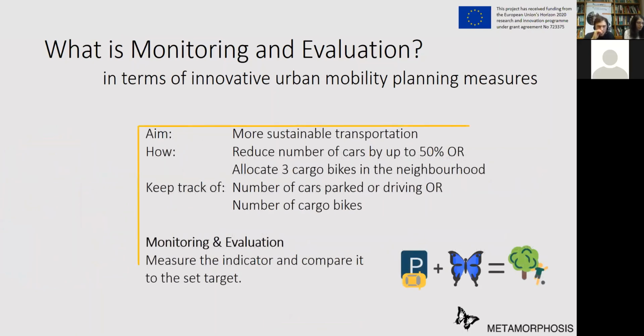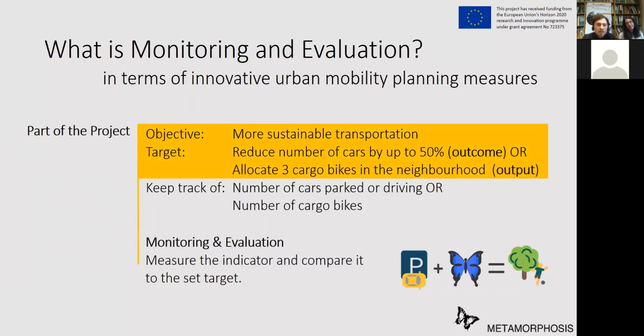So going back to our urban planning example from before, let's just use this example to understand the basic terms and the systematic of M&E. So firstly, I highlighted for you this first part with objective and target. Before that was aim and how, right?